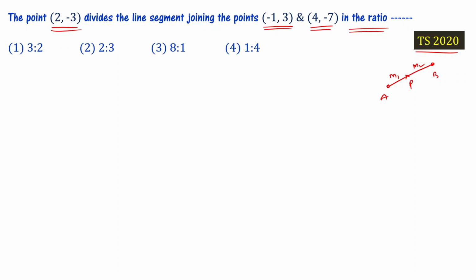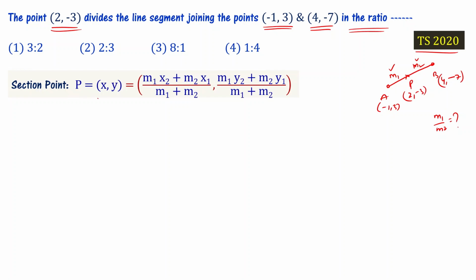Let's start with A equal to (-1, 3), B equal to (4, -7) and P equal to (2, -3), and we are asked to find the ratio m1 is to m2, or m1 by m2. To solve this, we can start with the section point formula. What does the section point formula say? (x, y) equals (m1 x2 plus m2 x1) divided by (m1 plus m2), comma (m1 y2 plus m2 y1) divided by (m1 plus m2).